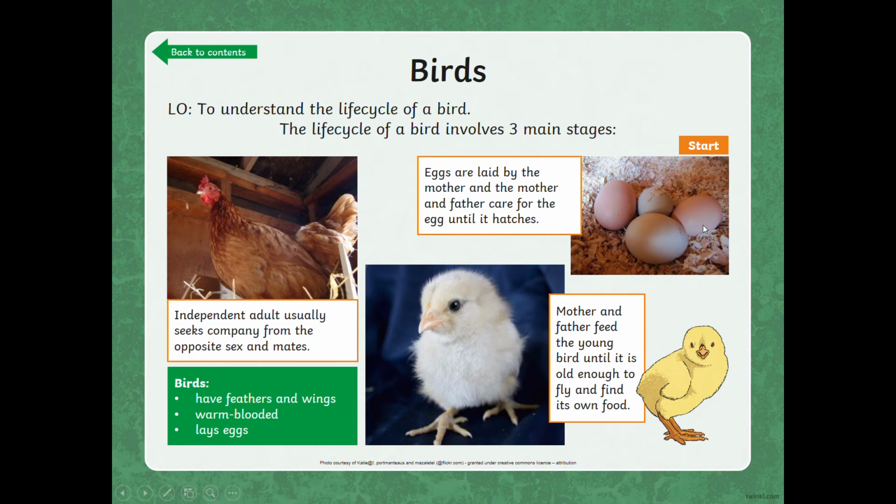Remember, we had a little look at that when we did about this in class. The eggs are already fertilised, and then they keep them warm. They look after their eggs until they hatch, and then their young depend on them to feed them before they become an adult. And remember, things to note about birds: they have feathers and wings, they're warm-blooded, they lay eggs.